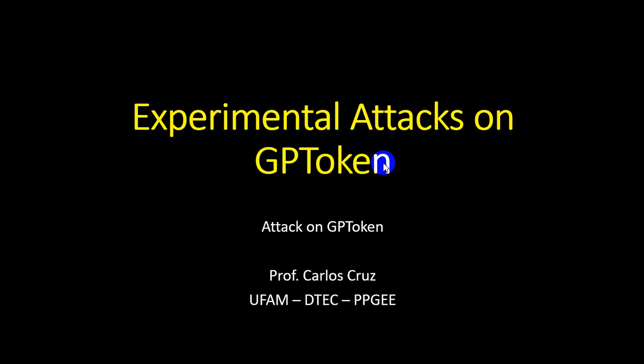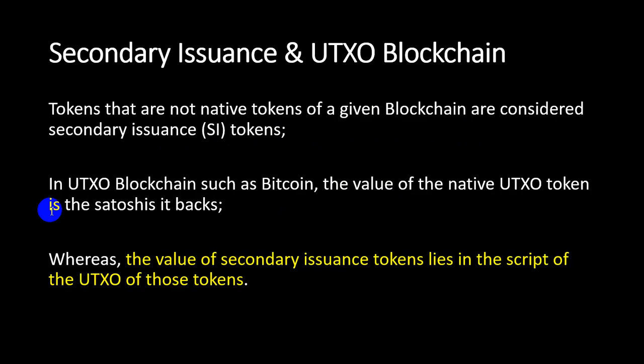Hello everyone. In this presentation, I will show you an experimental attack that I performed on my UTXO token system to show you how to tackle some vulnerabilities of the back to Genesis issue. First of all, tokens that are not native of a given blockchain are considered secondary issuance tokens.